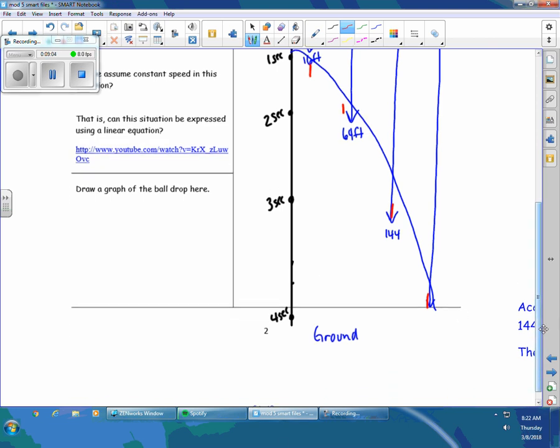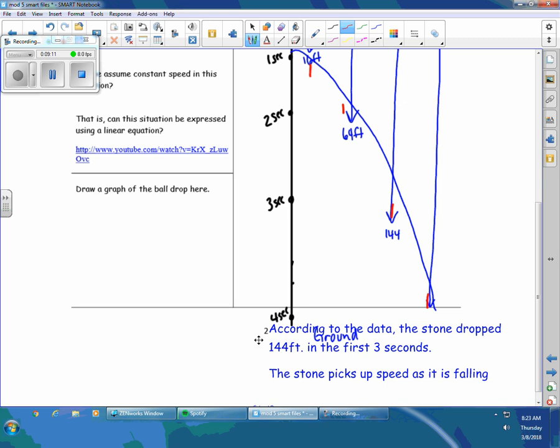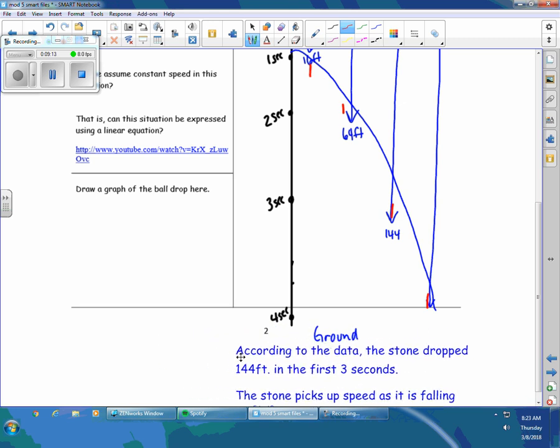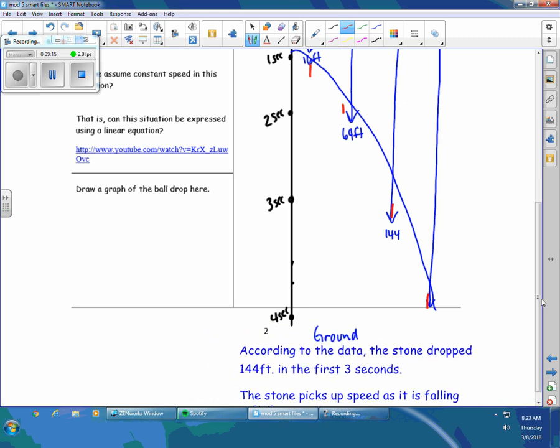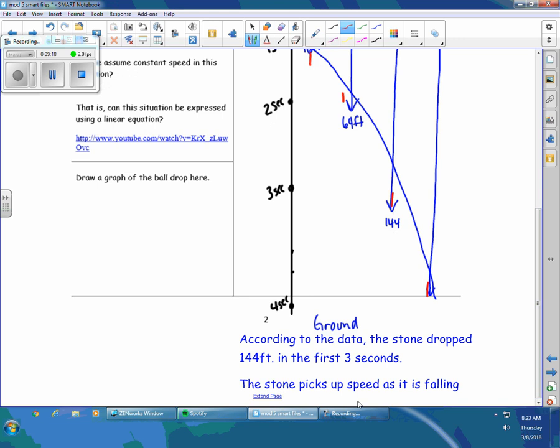So let's take a look at the questions that we were supposed to answer. How far does the stone drop in the first 3 seconds? Okay, according to the data, the stone dropped 144 feet in the first 3 seconds. And it appears that the stone is picking up speed as it's falling.